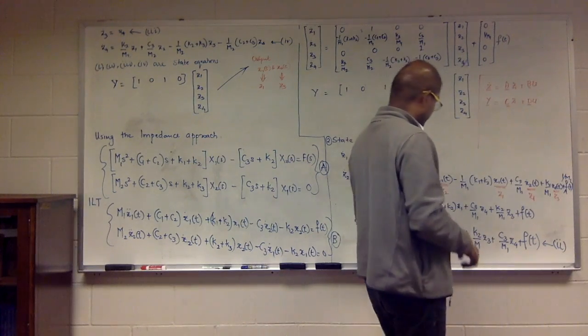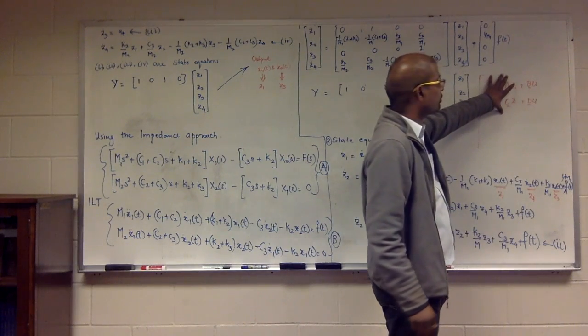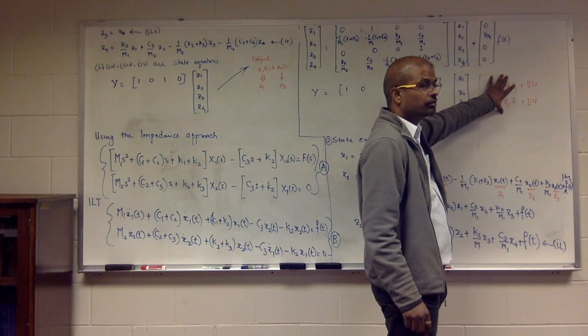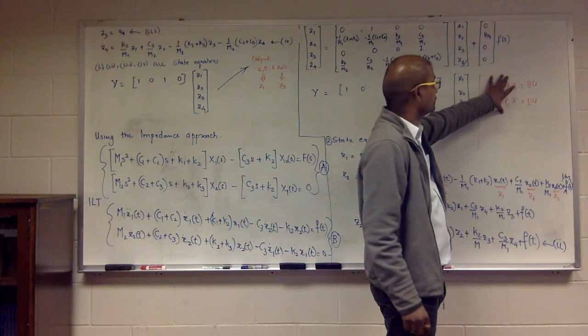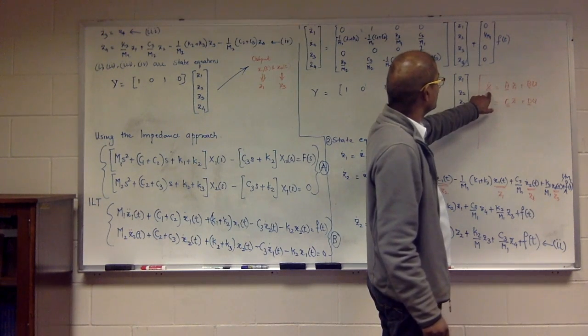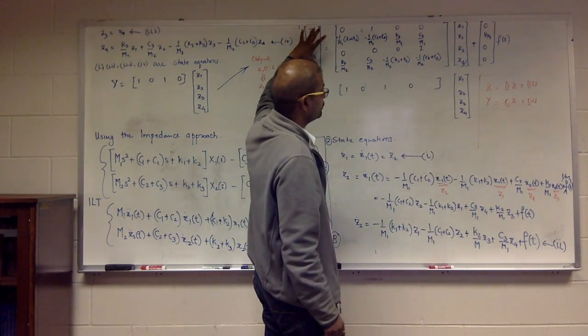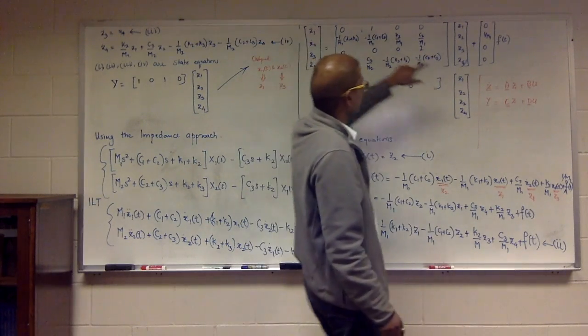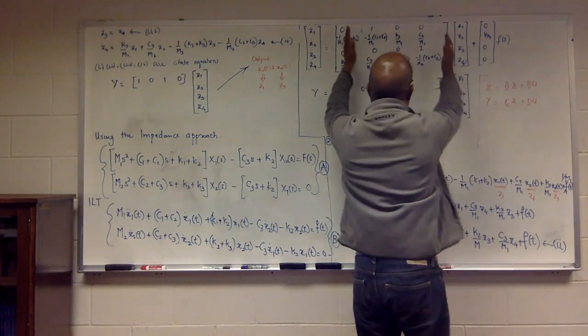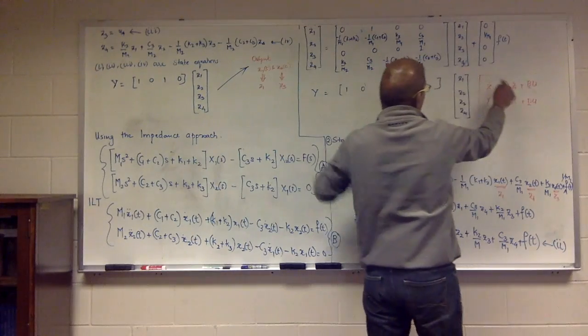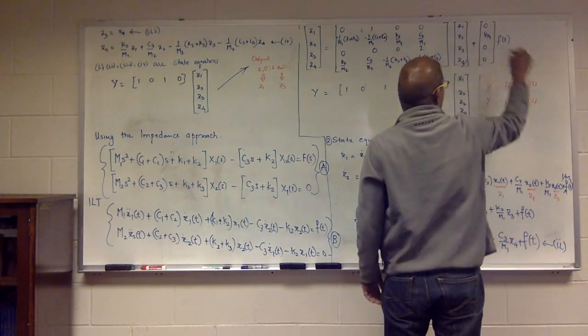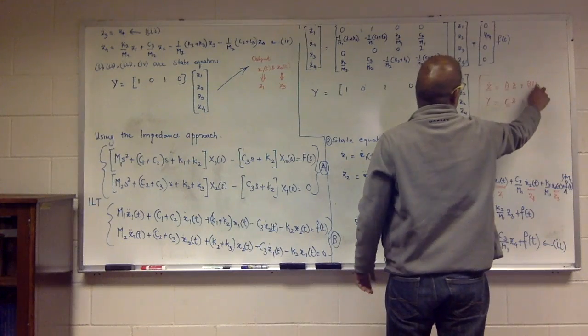So look at this. Okay? This is the general form of the state space model of that same system. Z dot is this. You with me? A is this. Z is this. B is this. U is this.